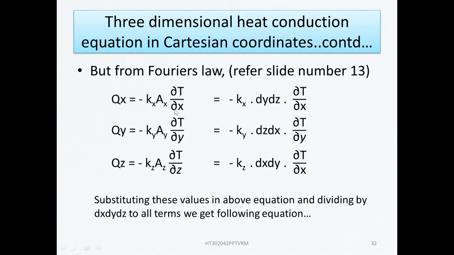So this equation for x, similarly for qy, and similarly for qz, we can substitute. Now this ax, ay and az are the areas. Area ax is dy dz, ay is dz dx, az is dx dy. These areas are nothing but areas normal to the direction. In x direction, the plane normal to it is dy dz. So that is why the area is dy dz. That is how we are going to substitute the values in the above equation.